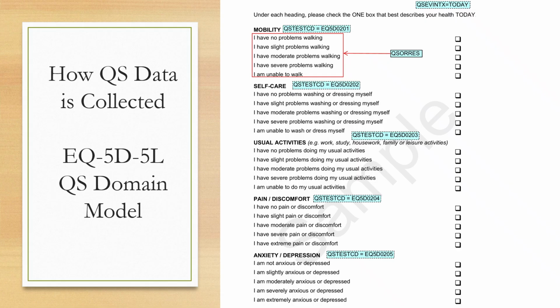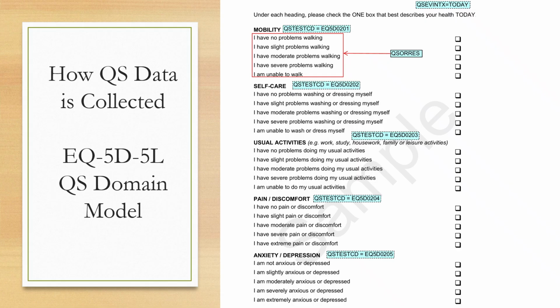Apart from this, you can see that for each question we have 5 points where the subject has to answer his response. As you can see, in mobility, we have 5 options: whether the subject had no problem walking, slight problem walking, moderate problem, severe problem, or is unable to walk. So based on the questions, we have different values in which the subject has to qualify his activity.